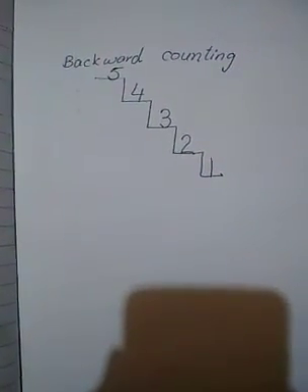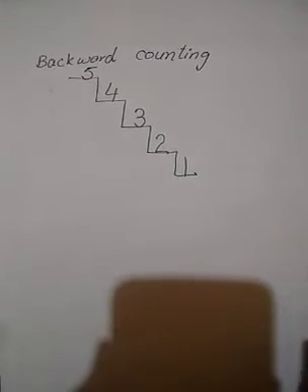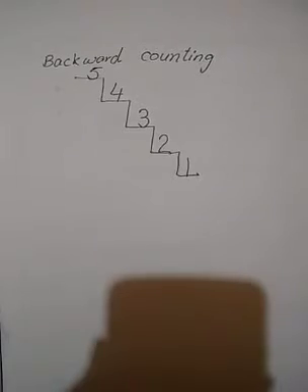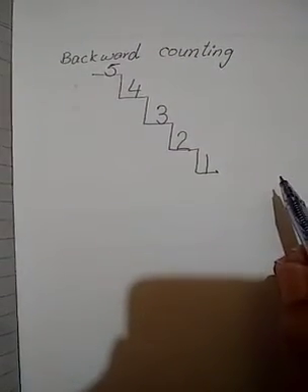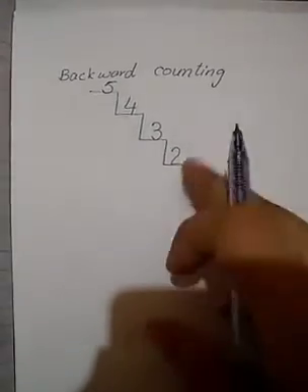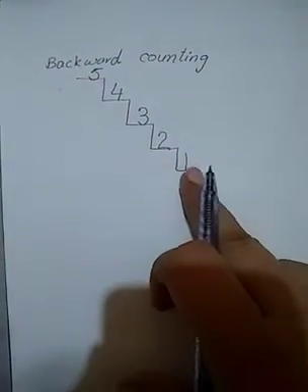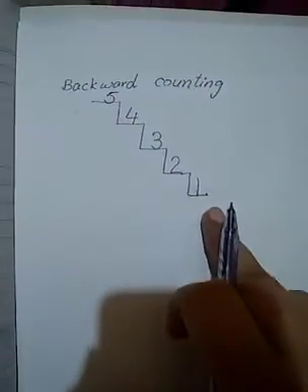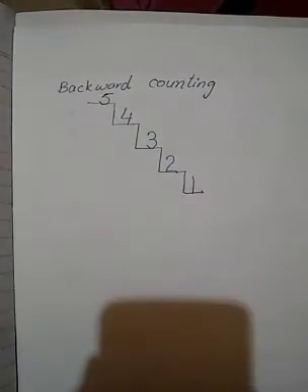It's quite interesting. You have to read with clapping. You have to do the activity of backward counting on your stairs, but with your mother. Don't go up the stairs alone. Okay? You will do the activity on the stairs with your mother and through clapping. After that, you will write 5, 4, 3, 2, 1. Here you have to write and also learn and read.